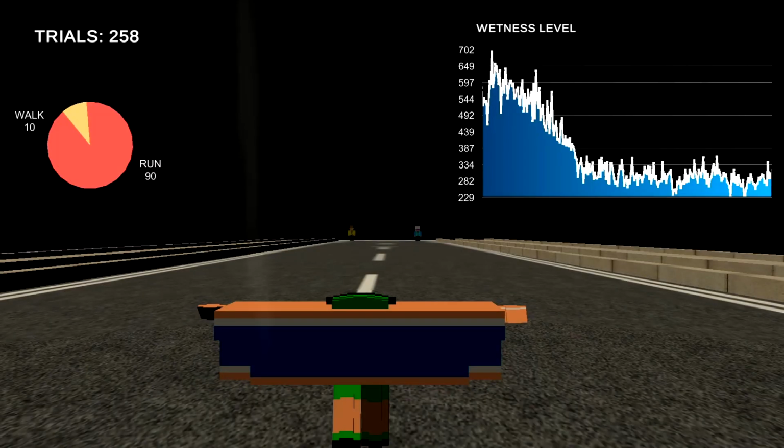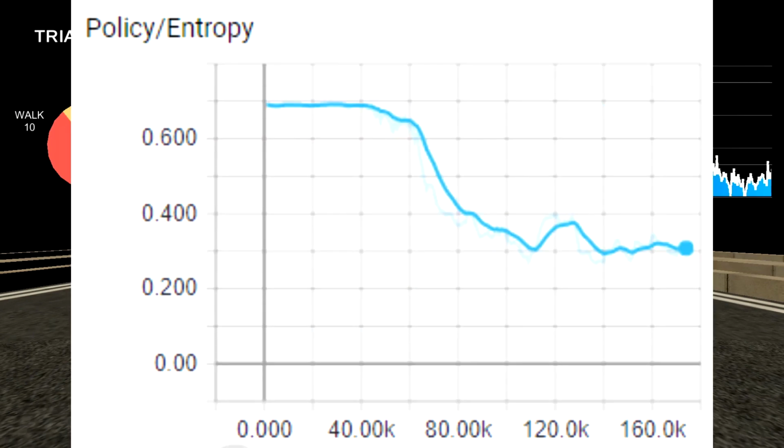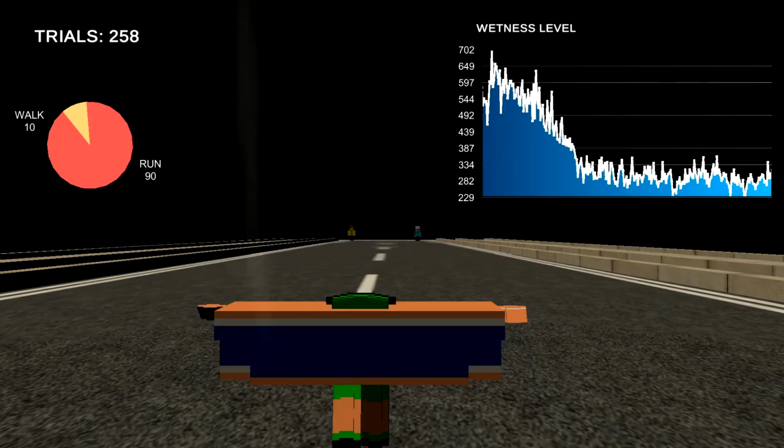Okay, let's stop. There is no need to go any further. It seems that the AI has indeed learned to decrease its wetness level a lot faster than before. As you can see, the wetness level drops very fast and the AI switches to running over walking relatively early. It takes less than 260 trials and around 120,000 training steps for the AI to stabilize. The cumulative reward and the entropy over time confirm our findings.